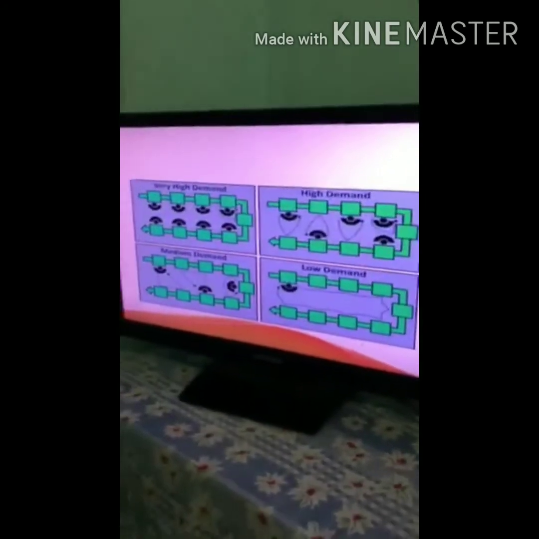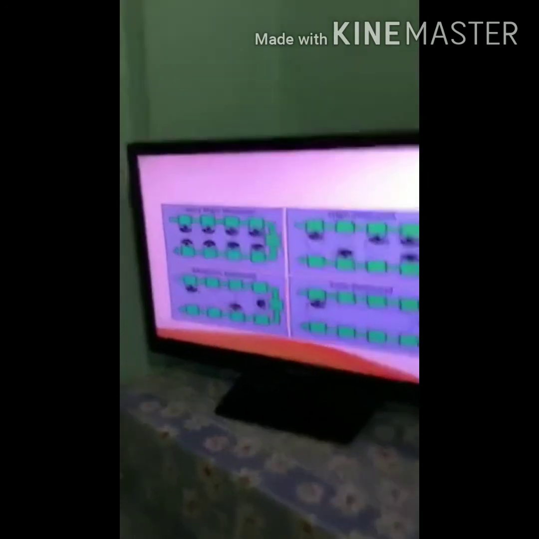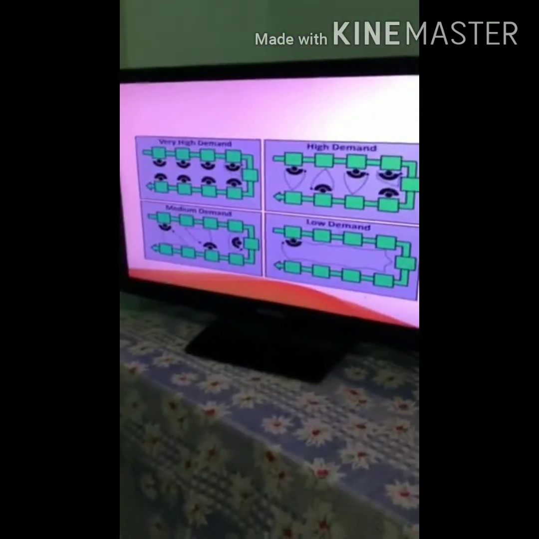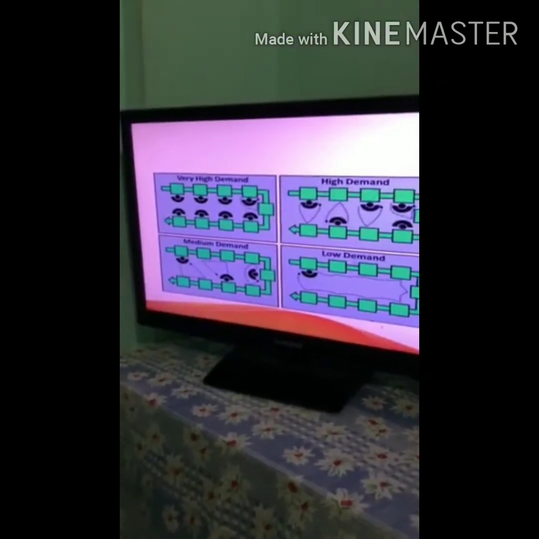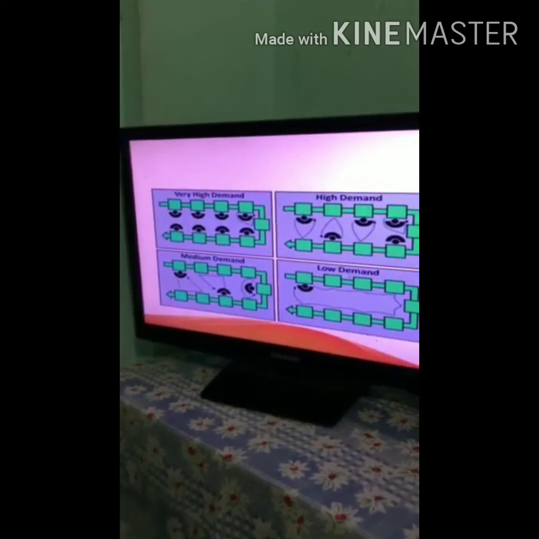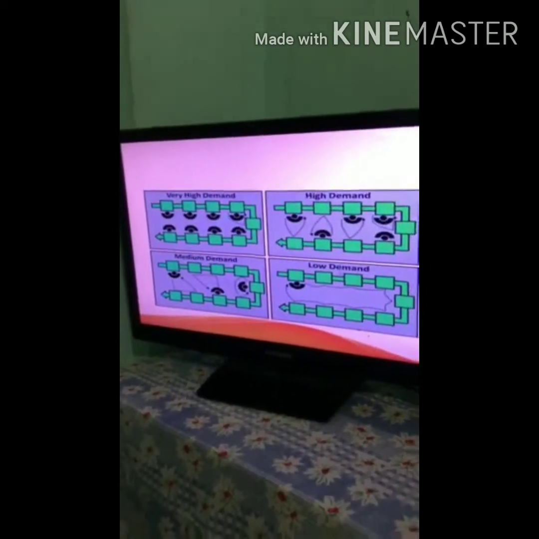This figure shows an example of very high demand, medium demand, and low demand. Next one.